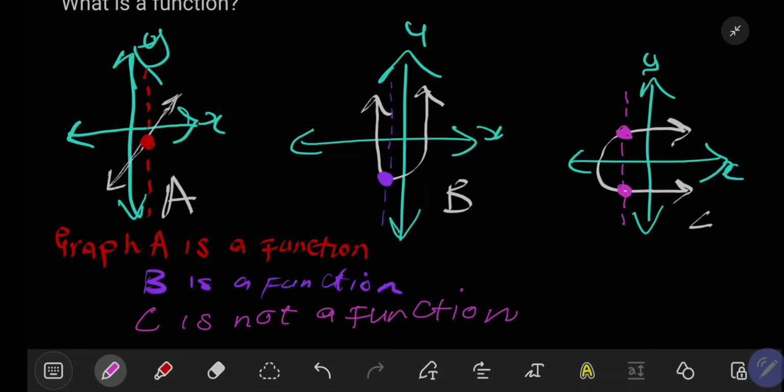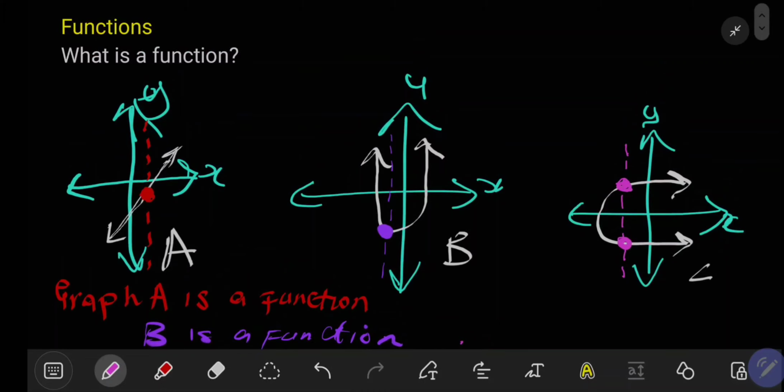I hope this explanation makes sense. Now we know what exactly a function is, so now we can start dealing with our different types of functions.